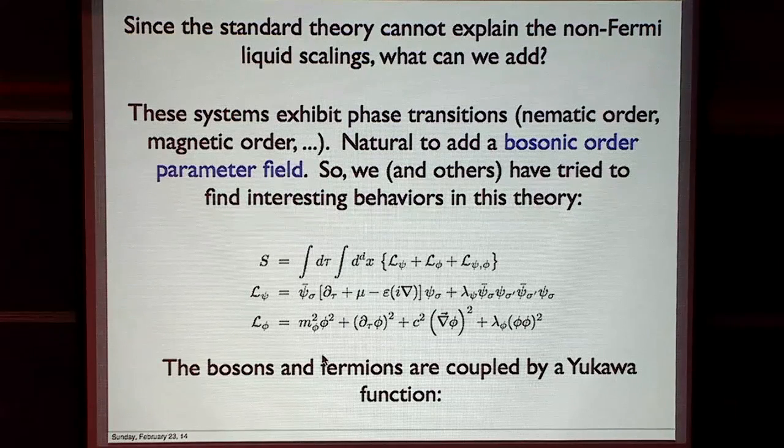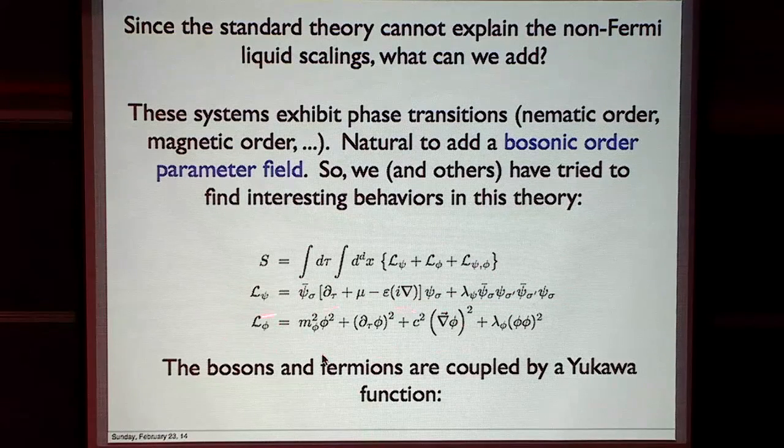Well, the systems exhibit phase transitions. For instance, there's debate now about whether there's hints about nematic order under the dome in cuprates. There's obviously magnetic ordering in these systems in some parts of the phase diagram. So it's natural, and not at all a stretch, to add a bosonic order parameter field. So what we and others have been doing for many years, actually, is trying to understand interesting behaviors in this very simple modification of Joe's theory. This L psi is exactly the theory he studied.